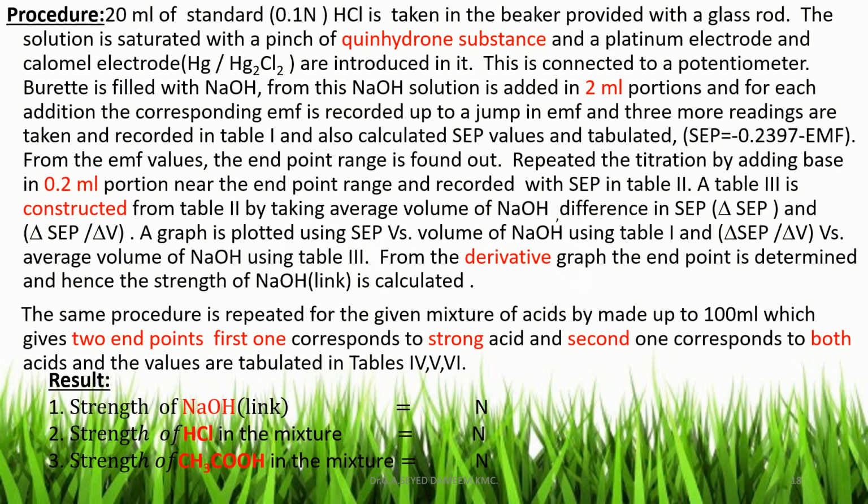One peak corresponds to the volume of sodium hydroxide required to neutralize HCl. The other corresponds to both acids, HCl and acetic acid. On subtracting the volume of sodium hydroxide required for HCl from that required for both acids, we can calculate the strength of acetic acid in the mixture, and from the first endpoint the strength of HCl is calculated. All these are shown in the next slide, along with the results of the experiment: the strength of sodium hydroxide, the strength of HCl in the mixture, and the strength of acetic acid in the mixture. These are about the experimental procedures and the result of the experiment.